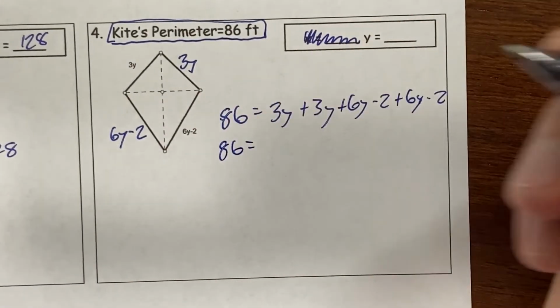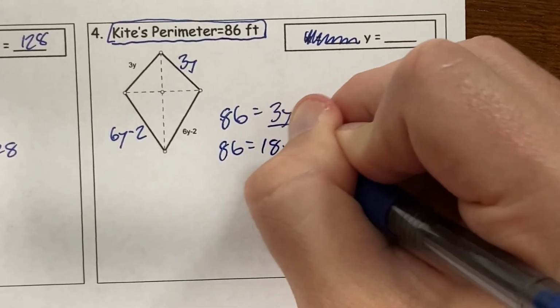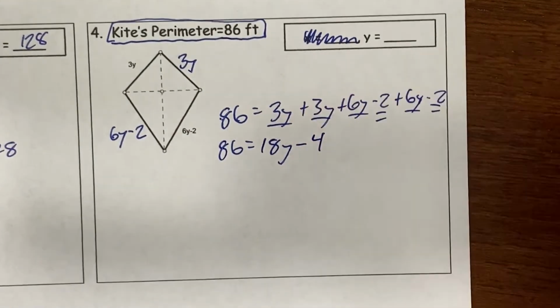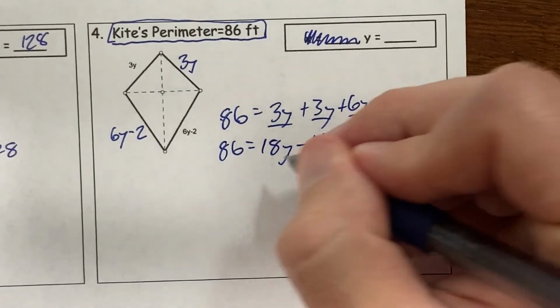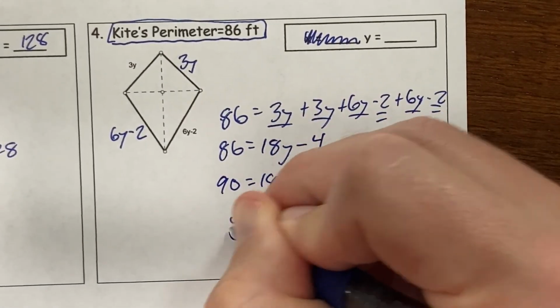86 equals combined like terms 3 plus 3 plus 6 plus 6. I think that's 18y. And then that's minus 4. I'm going to add the 4 over and get 90 equals 18y. Divide by 18, I think y equals 5.